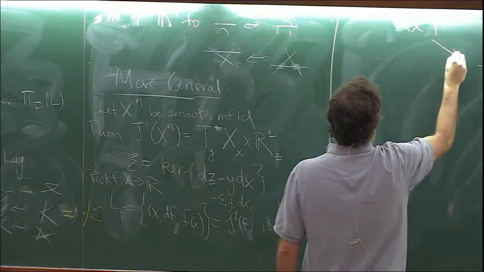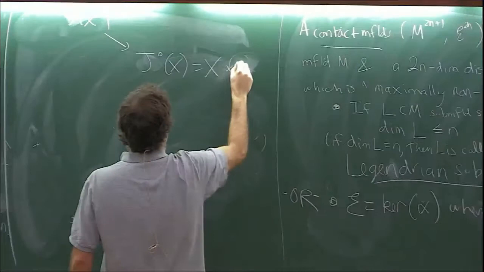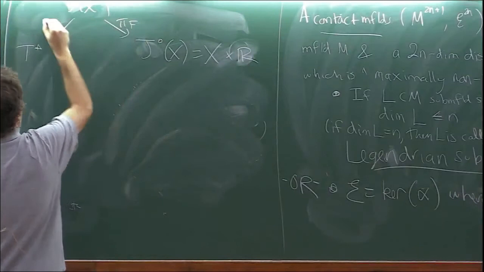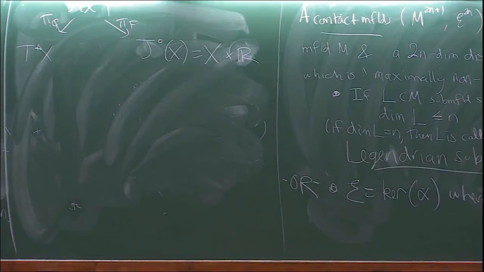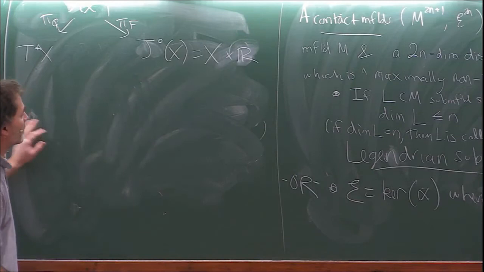the front projection, which by definition is just the x coordinate and the z coordinate, and the complex projection, which is just the x and y coordinates. And so this is now n plus one dimensional, this is 2n dimensional. And so the advantage of this is that you can start drawing things in higher dimensions.